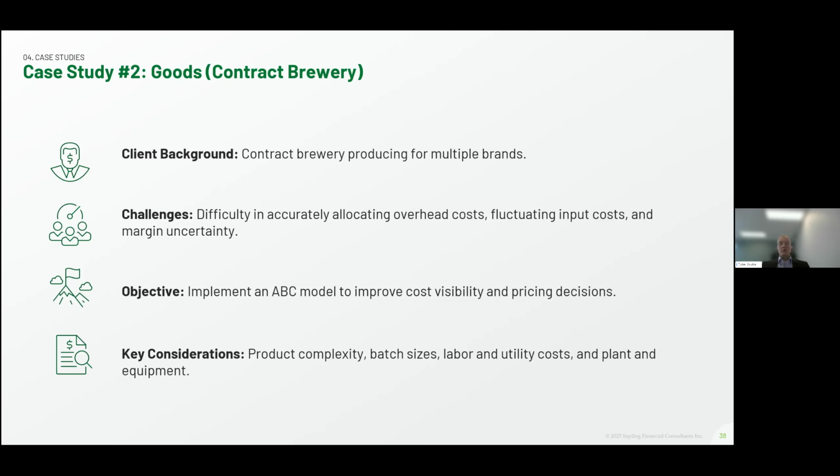Sapling was engaged here to implement an activity-based costing model to improve cost visibility and support more informed pricing decisions. In doing so, we had to account for several key considerations, such as product complexity, variable batch sizes, labor and utility inputs, and plant and equipment, all of which could skew true cost and margin calculations. By addressing these factors, however, with a structured ABC approach, the brewery could finally see what each product truly costs to make, setting the stage for better decisions and stronger margins.